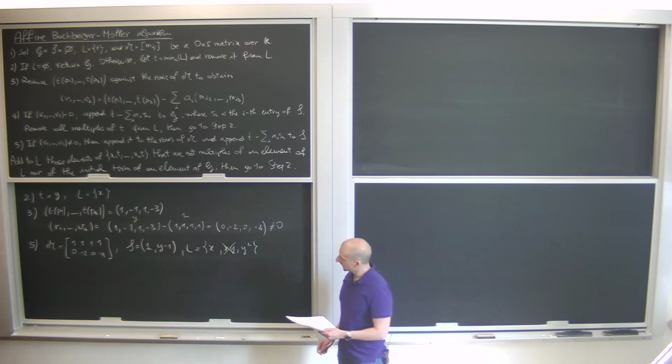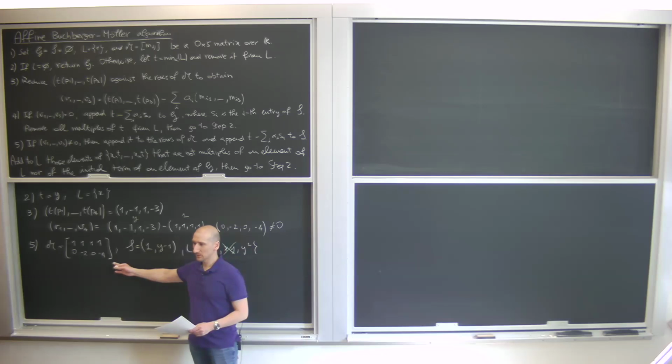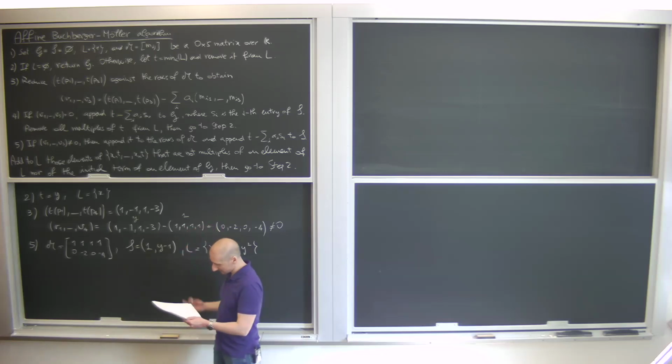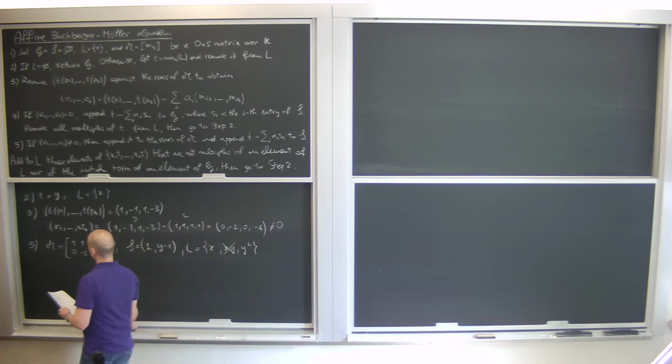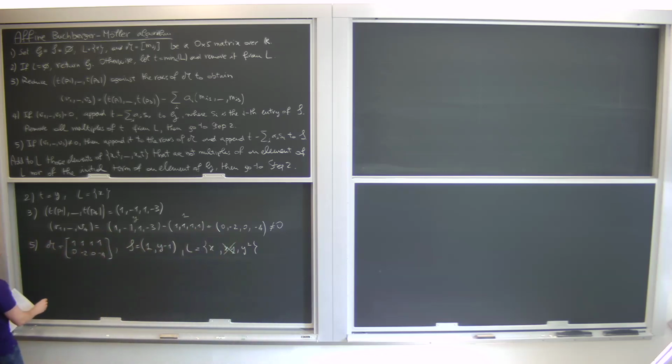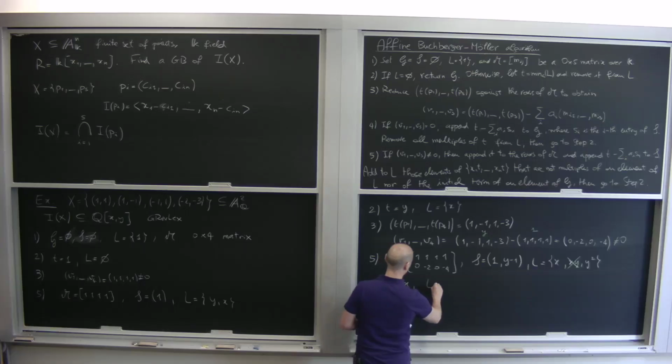Okay, so bear with me because we need to add 2 more rows. Then it will be a 4x4 triangular matrix with non-zero determinant, and then everything else will reduce. Let me keep going here. So now we have to go back to 2. We take the minimum of the set L, which is X. We remove the X, so we have Y squared left.